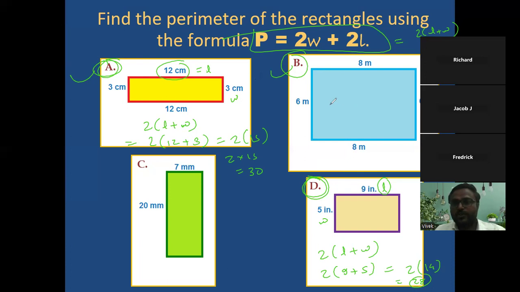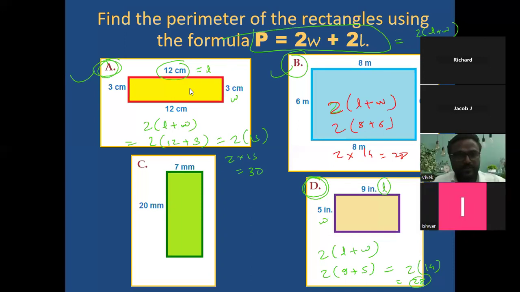So you just need to take the 2 outside the parenthesis, add the length and the width. So do we have 2 times 8 plus 6, which is nothing but 2 times 14, which is equal to 28. I also have an answer from Richard. Awesome.